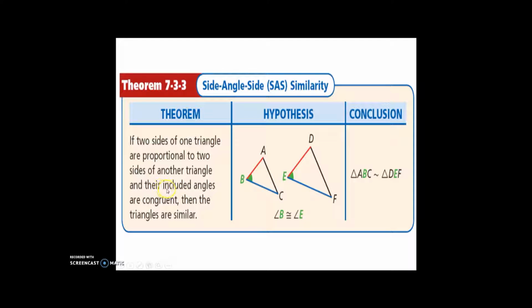Notice the word included. This means that it is the angle between the two sides for both triangles. So if it had angle B congruent to angle D, that would not make two similar triangles, because it's not the included one between the two sides. So again, we have a result now that the two triangles are similar. That is good news for us.